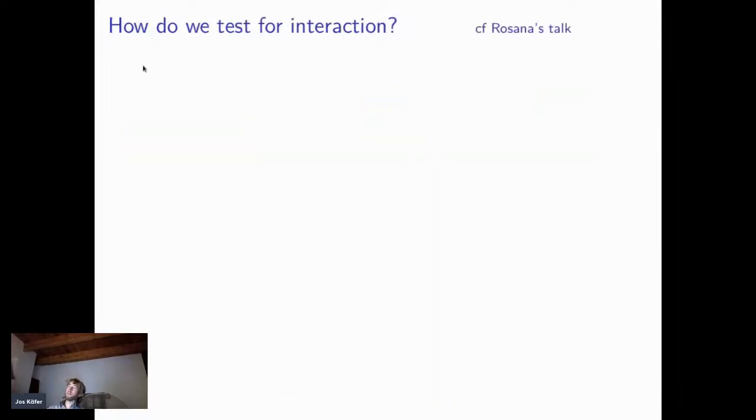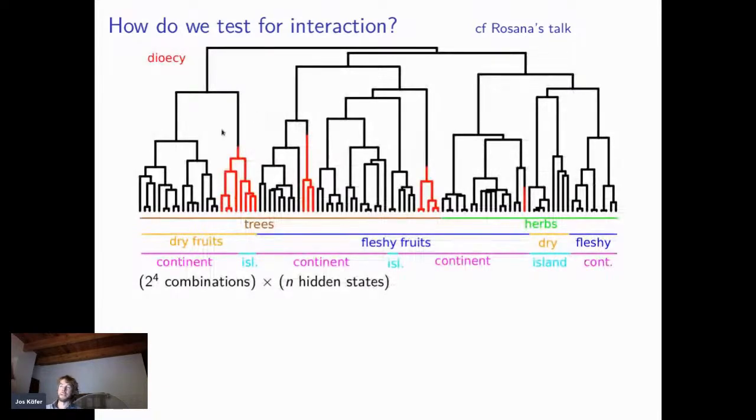So traits do interact. So the question then is, how do we test for interaction? Of course, it was Rosanna's talk that gave a very good example. If you have two traits and you want to test whether it's one trait or the other that's causing the differences in diversification, Rosanna has a good method to do this. But let's go to dioecy again.